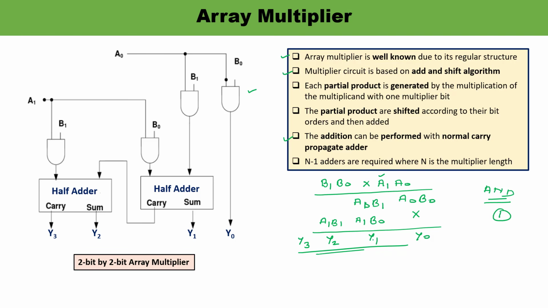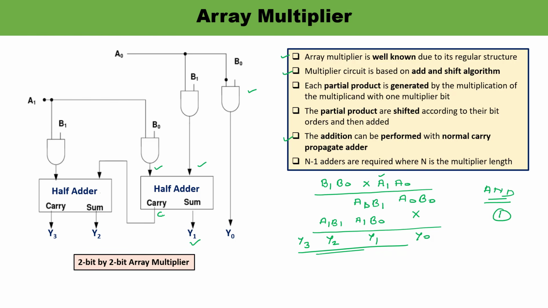Then you are getting Y1. When you have to add two bits, what are you going to use? You can use the half adder. You can observe the inputs to the half adder: the first term is A0B1, and the second term is A1B0. So the inputs to this half adder are these two terms. The output will be the sum, and here the sum is Y1.